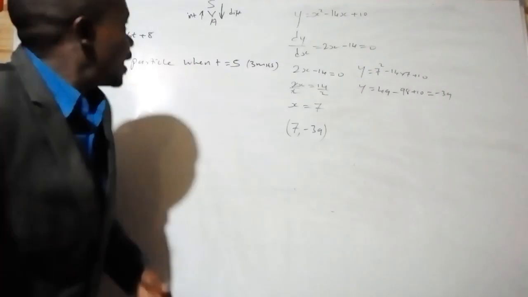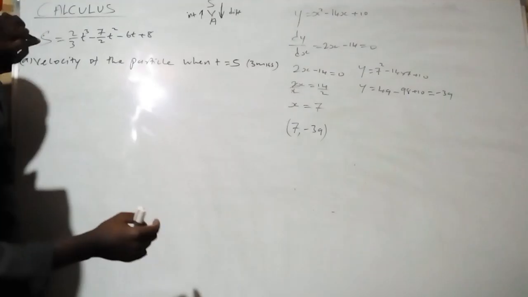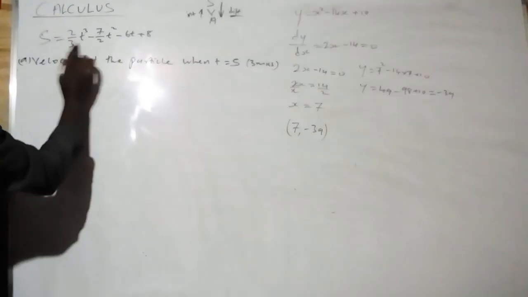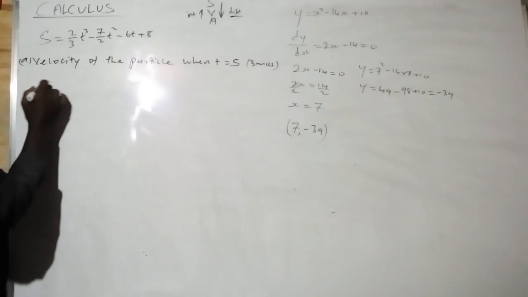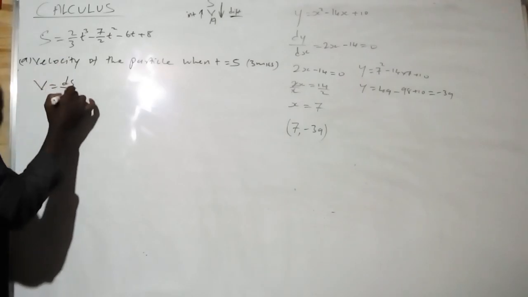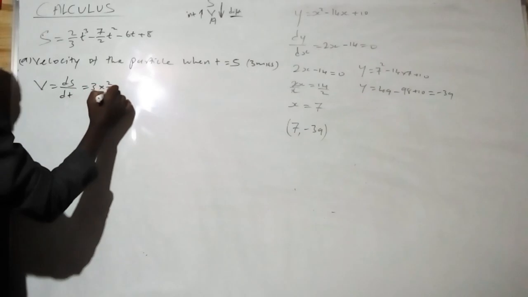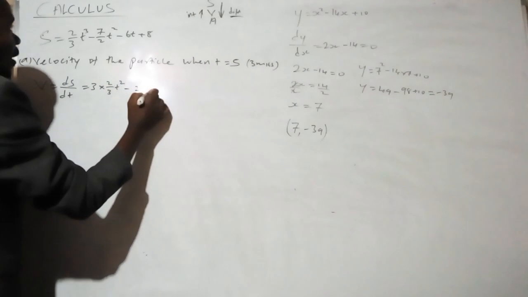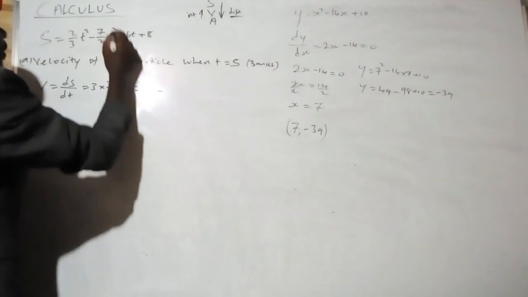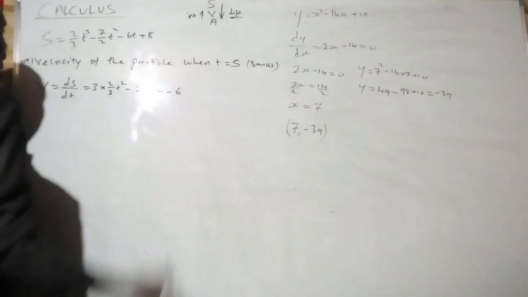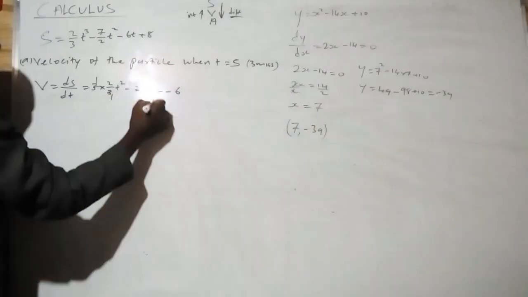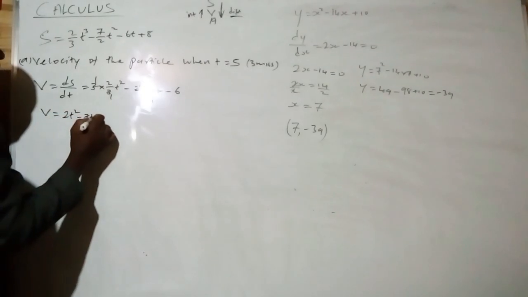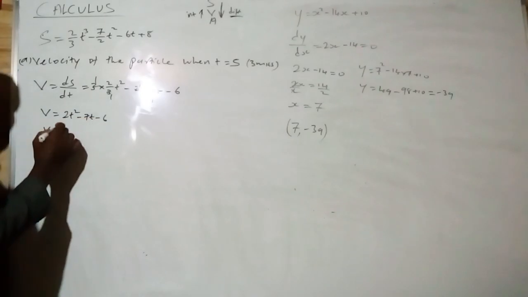This is S, displacement. You want to move from S to V. Downwards is differentiation. We are going to differentiate this equation S with respect to t. V is equal to ds over dt, which is equal to 3 times 2 over 3 t squared minus 2 times 7 over 2 t, but 2 minus 1 is 1, minus 6. And V is equal to 2t squared minus 7t minus 6. V is equal to what? 2 times t, where t is 5.